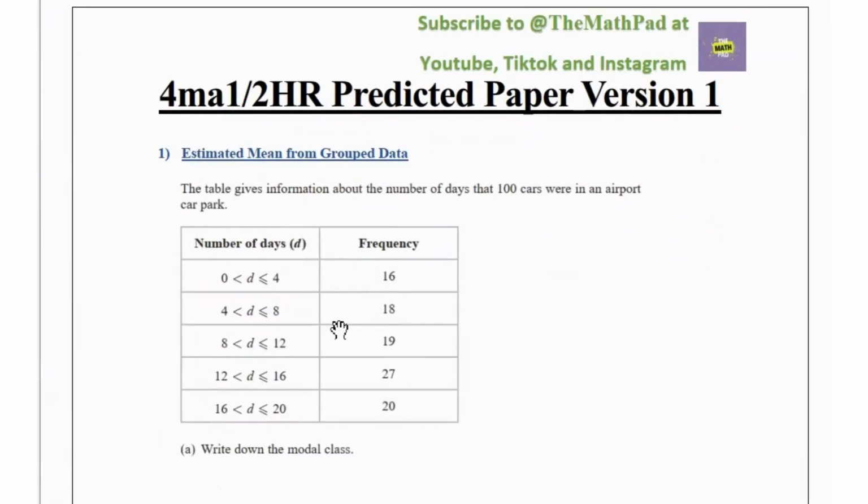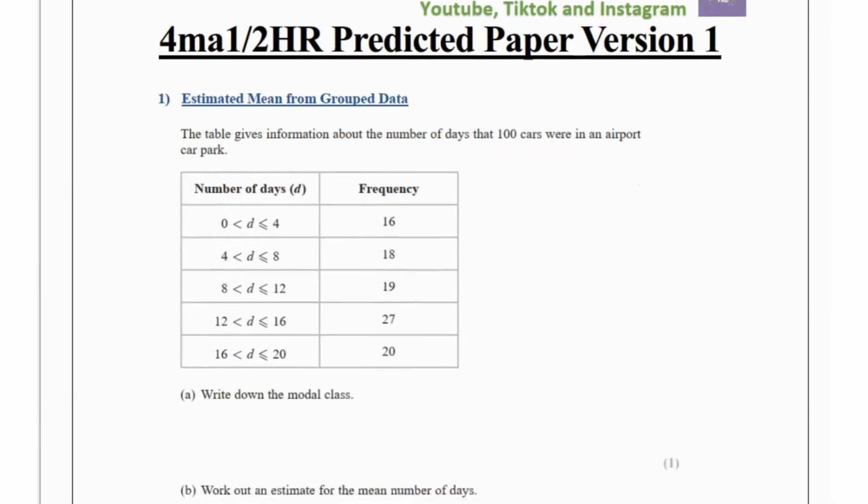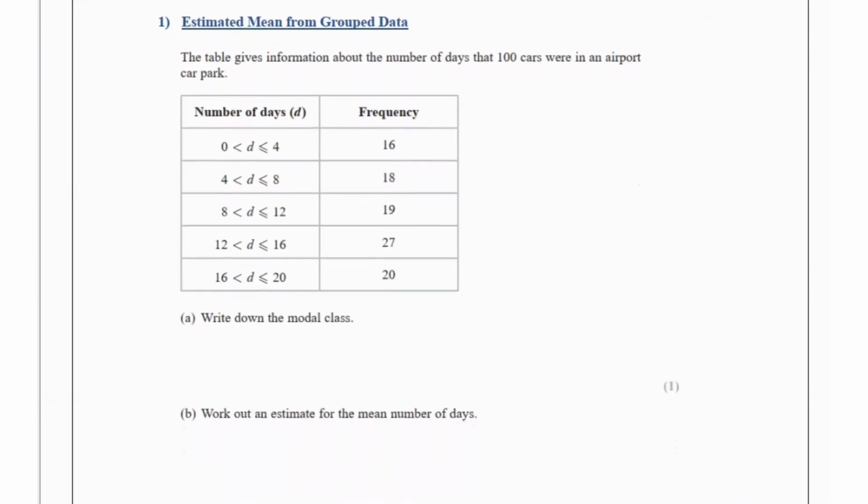So the first question says, the table gives information about the number of days that 100 cars were in an airport car park. Write down the modal class. So modal class is basically the class that has the highest frequency. If you look at the table, the highest frequency is for 12 to 16. So this is your modal class. T is greater than 12 but less than or equal to 16.